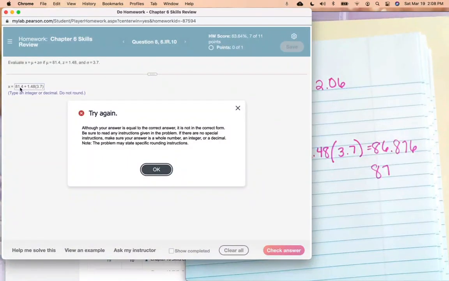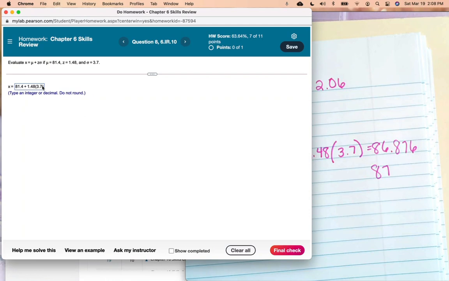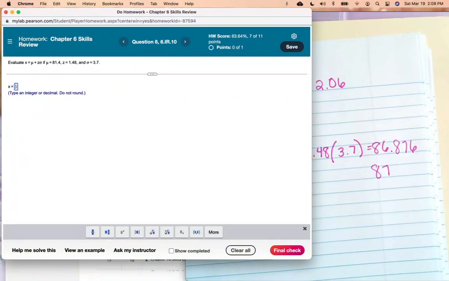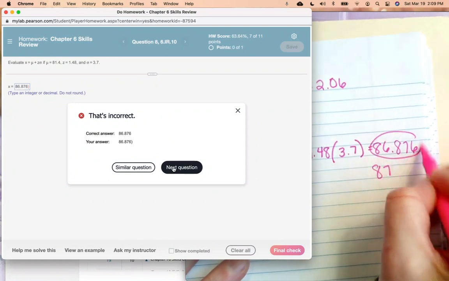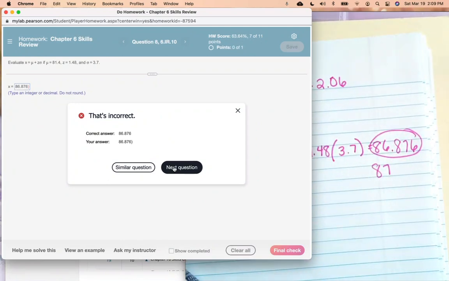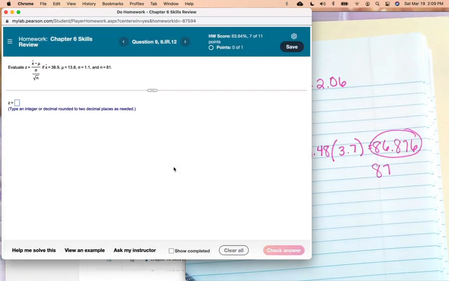Correct form: if there are no special instructions, type a whole number, integer, or a decimal. Oh, do not round. Whole number or decimal. So I should have put in 86.876. Oh, I left on the parentheses. Whoops. Hey, it happens. Sorry, y'all. I should have put in this. So that's what it's asking for. Let's go on to the next question.